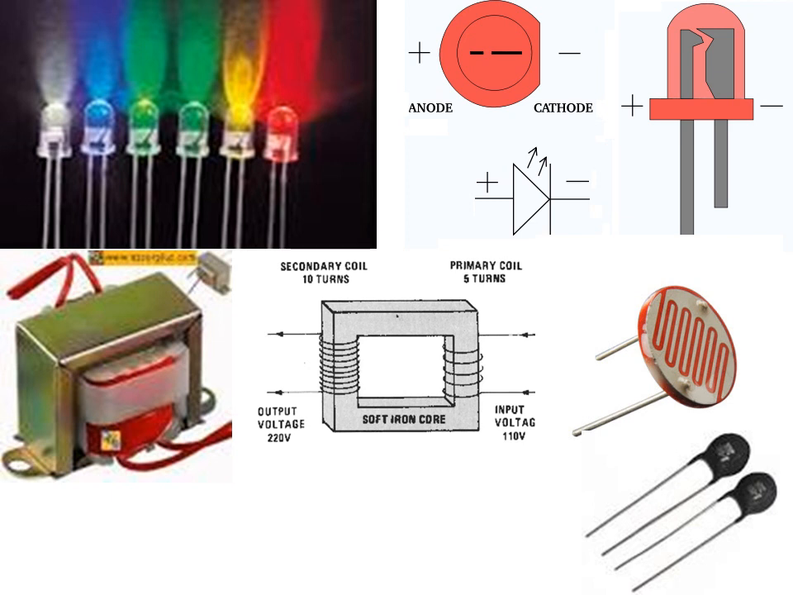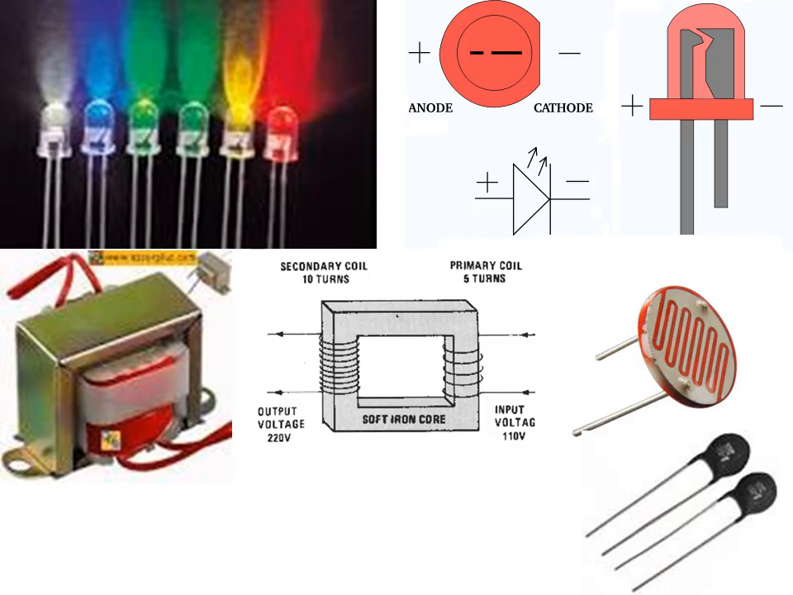At the bottom there is a transformer. The transformer figure is shown in between, showing two coils. One is the primary coil, another is the secondary coil. We observe the voltage in the primary coil: primary coil 5 turns, that is 110 volt, low voltage. On increasing the number of turns in the secondary coil, that is secondary coil 10 turns as shown in the figure, more turns means more voltage in the output, that is output voltage 220 volt.